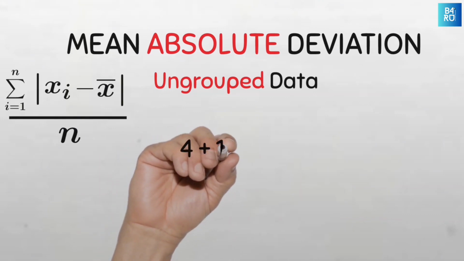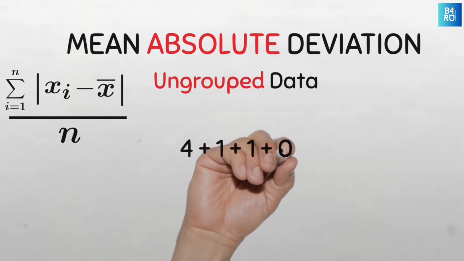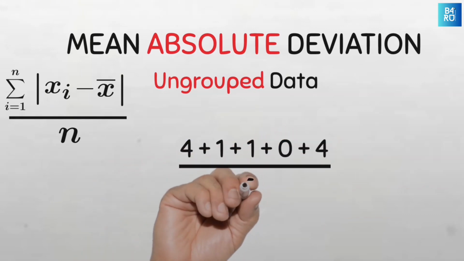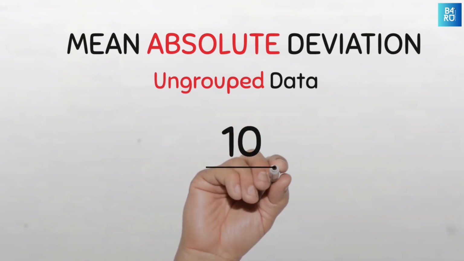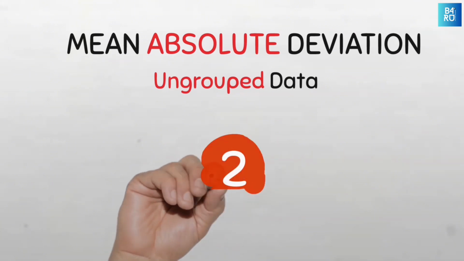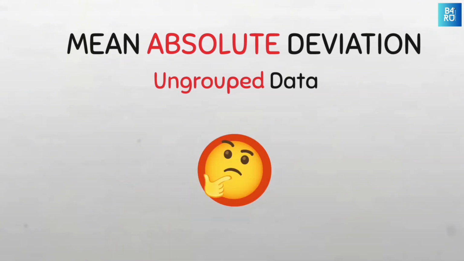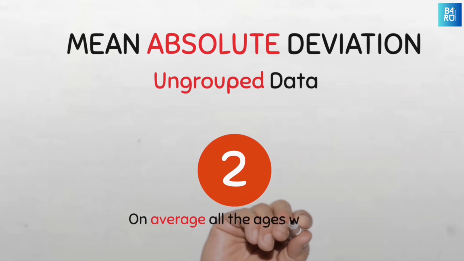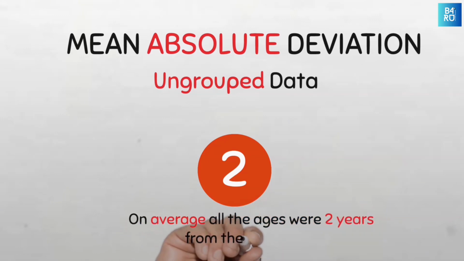So 4 plus 1 plus 1 plus 0 plus 4, that's 10. And finally, we divide by n, which is 5. So we have 10 over 5, which will give us a mean absolute deviation of 2. So what does a mean absolute deviation of 2 imply? It implies that on average, all the ages of the children attended to on that day were 2 years from the mean age of the data. Easy peasy. So this is how to compute the mean absolute deviation for ungrouped data with individual series.